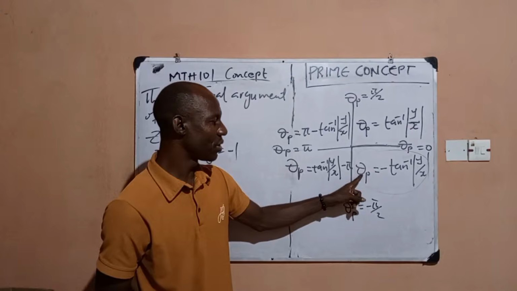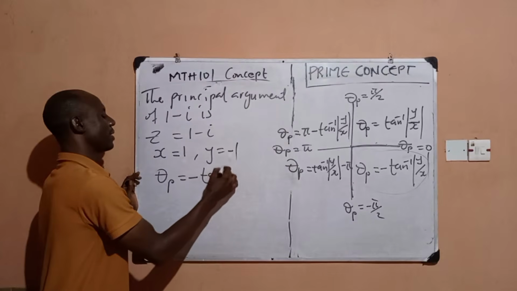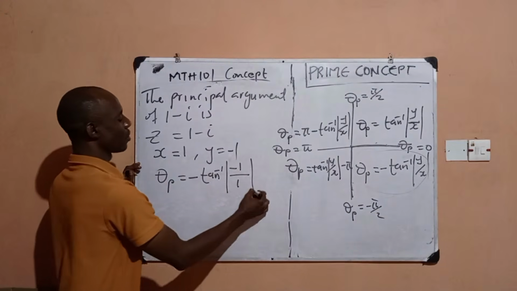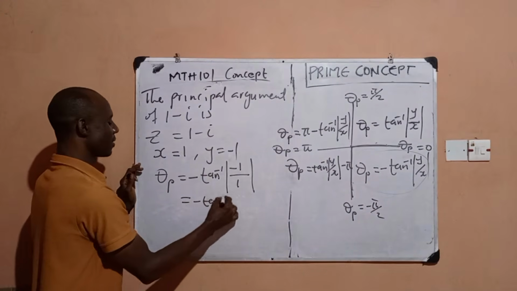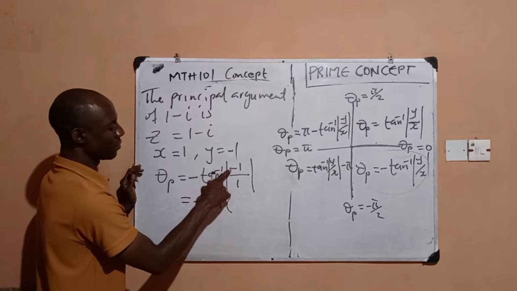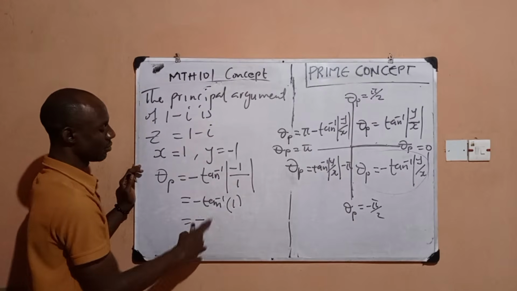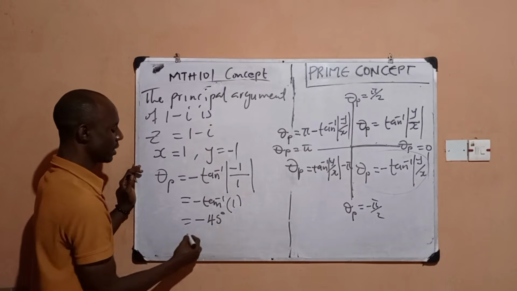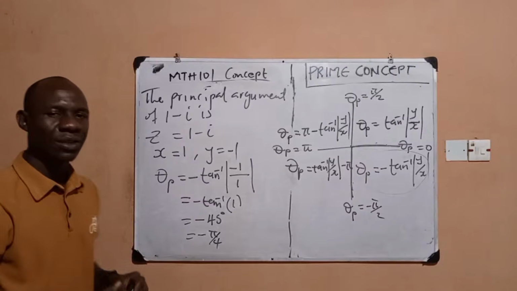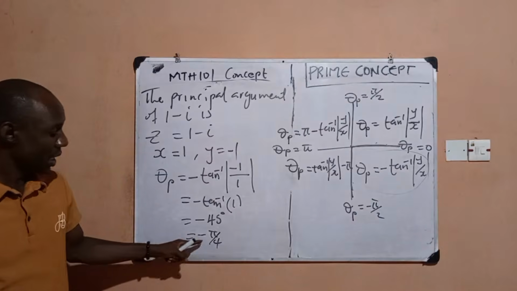So what is the formula for my principal argument now? My principal argument is going to be negative tan inverse of the absolute value of y over x. So y is minus 1 over x, which is 1. So I have negative tan inverse of, now the absolute value removes the negative, so I'm just having 1 over 1, which is 1. So what is tan inverse of 1? It is 45 degrees. And 45 degrees is the same thing as pi over 4. I've gotten my answer. My answer is minus pi over 4.